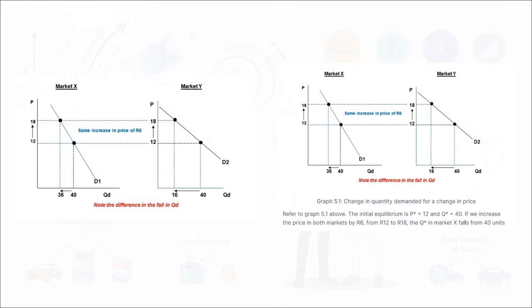Let's put this into perspective with some real numbers. Imagine two different markets, Market X and Market Y. In both of these markets, there's an identical price increase of 6 Rand, jumping from 12 up to 18 Rand. But just look at how differently the quantity falls. Market X drops only slightly, from 40 to 36 units. You can think of this like a daily necessity, maybe bread. But over in Market Y, that exact same 6 Rand hike crashes demand from 40 all the way down to 16 units. That right there is the highly sensitive behavior of a luxury market, like maybe imported watches.